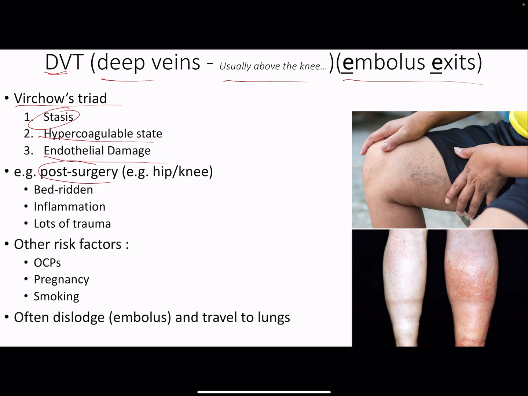As an example, we can consider somebody after surgery. They're going to be bedridden, so that's stasis, check. They're going to have inflammation because of all the drugs and the damage to their body, check. And then there's lots of trauma, because they just had surgery, so check, lots of endothelial damage. Other risk factors will be things like birth control, pregnancy, and smoking, and obviously we're in the lung unit. These deep vein thrombi might, their first place that they might travel to cause damage is the lungs. So we can see the deep vein thrombosis here and see it a little bit there as well.